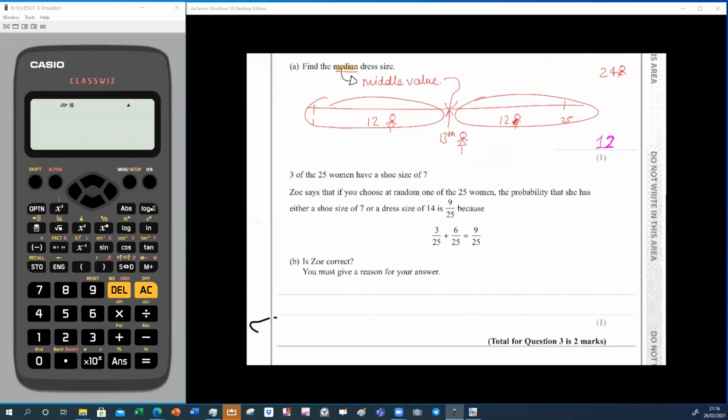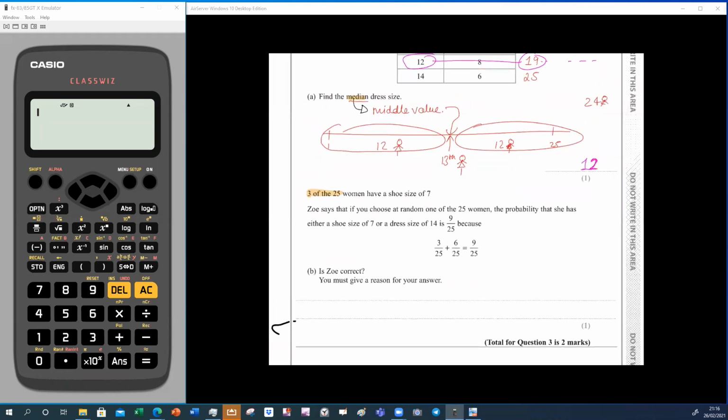Read the next part of the question, please. 3 of the 25 women have a shoe size of 7. So he says that if you choose at random one of the 25 women, the probability that she has either a shoe size of 7 or a dress size of 14 is 9/25, because 3/25 plus 6/25 equals 9/25. Is that correct? You must give a reason for your answer.